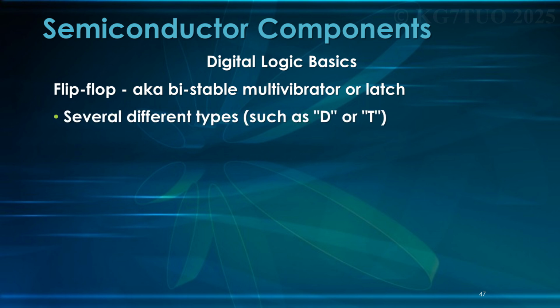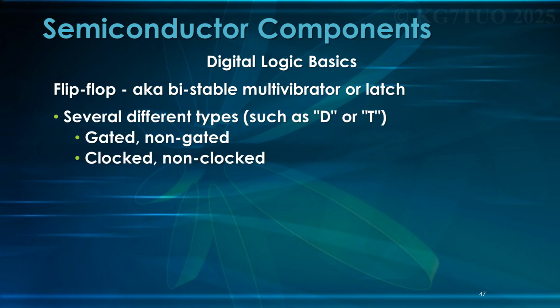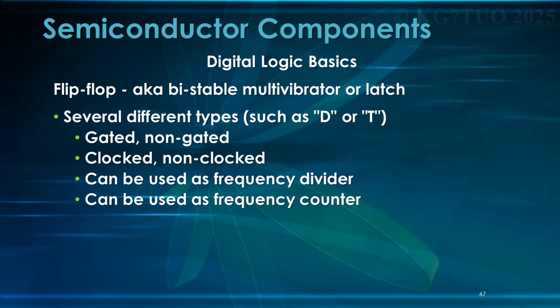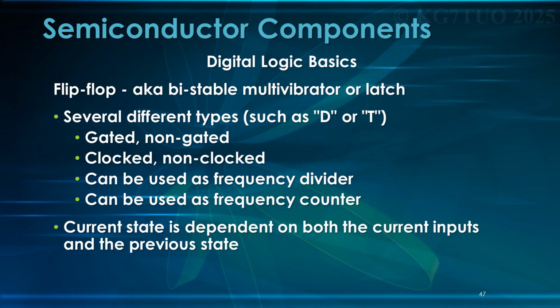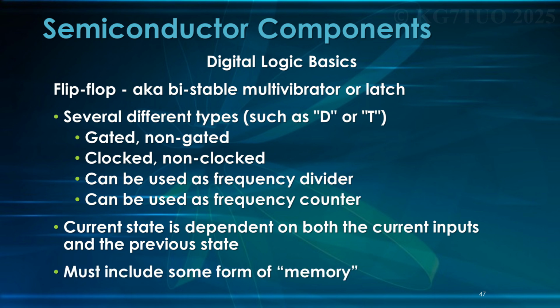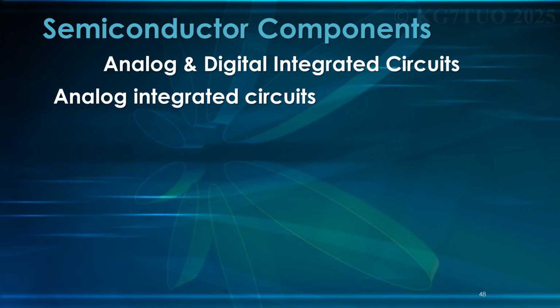Several different types, such as D or T, gated and non-gated, clocked or non-clocked, can be used as a frequency divider. And I'm going real fast because you don't see the yellow. Can be used as a frequency counter. The current state is dependent on both the current inputs and the previous state, and it must include some form of memory. And there was nothing yellow, so don't worry about it. Just know that it's out there.